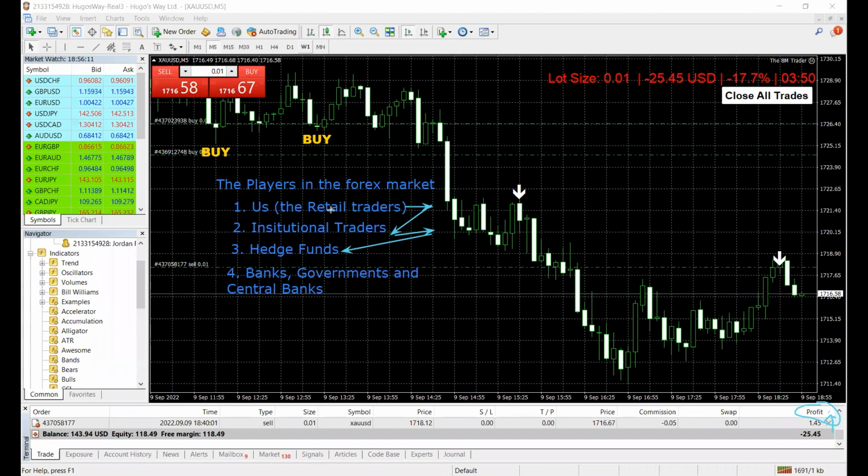And all they're doing is pushing it up, down, whatever. And so the way that this particular system goes, the players in the Forex market, the way that we need to understand how to follow, we're going to follow the institutional traders that follow the hedge funds, that follow the banks, governments, and central banks. And that's how we make money in this game.